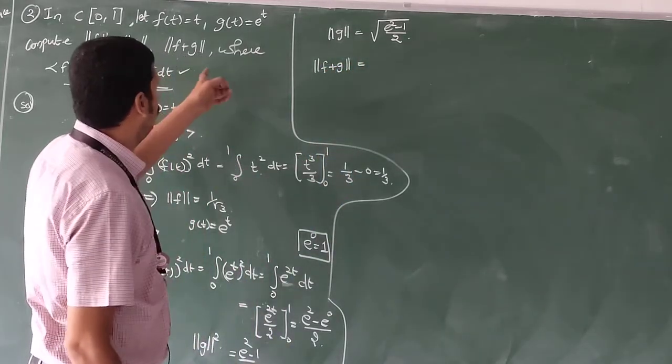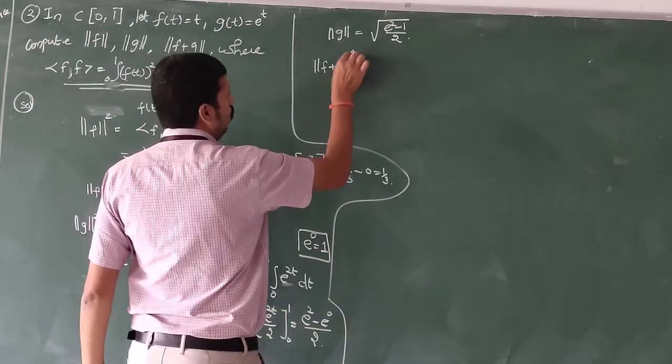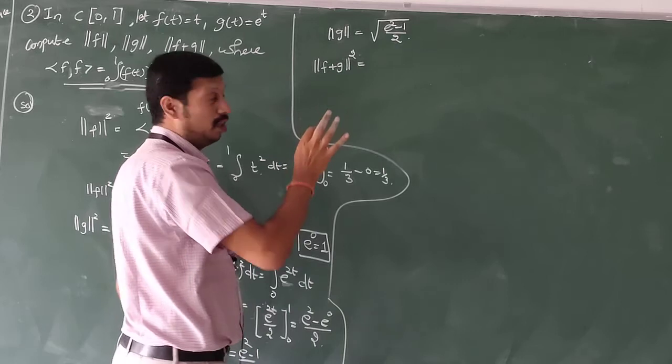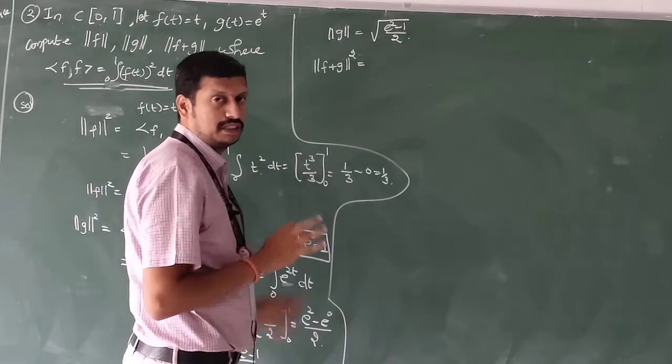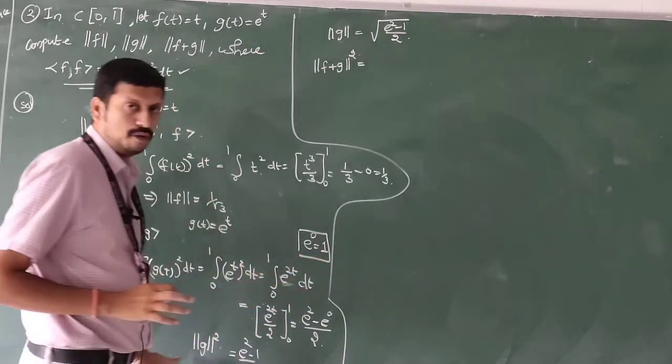So we have f, we have g. So according to that we have to write norm f plus g square, we have the formula for that one. Then we can find norm f plus g by taking the root of that one, like the above things.